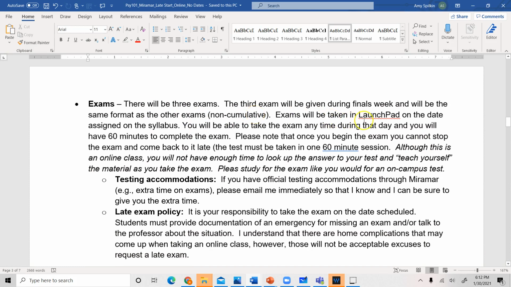We take the exams in Launchpad on the date assigned in the syllabus, so you do need Launchpad to be able to complete this class. You can take the exam any time on that day, and you'll have 60 minutes to complete the exam. Once you start the test, you can't stop and come back to it later, so you have to take the entire test in one 60-minute session.